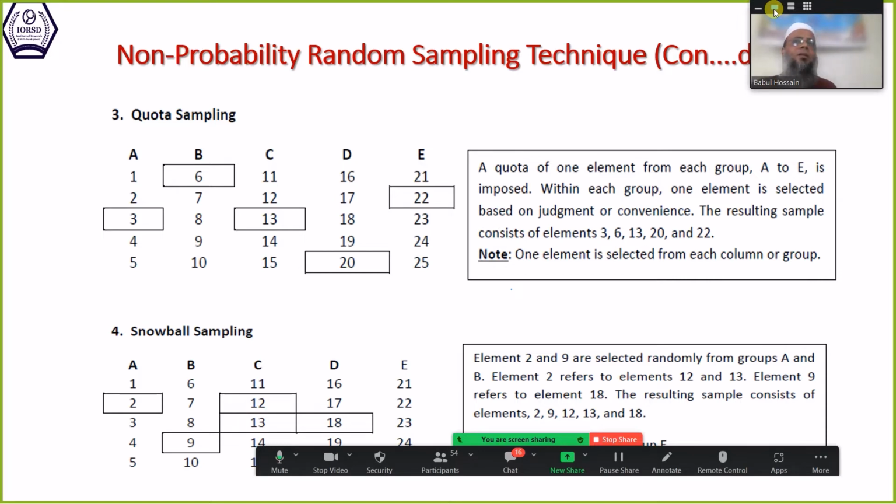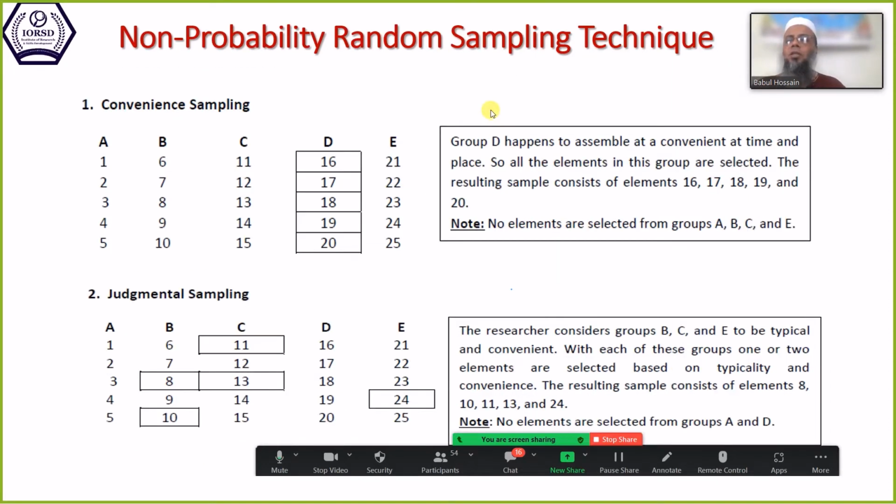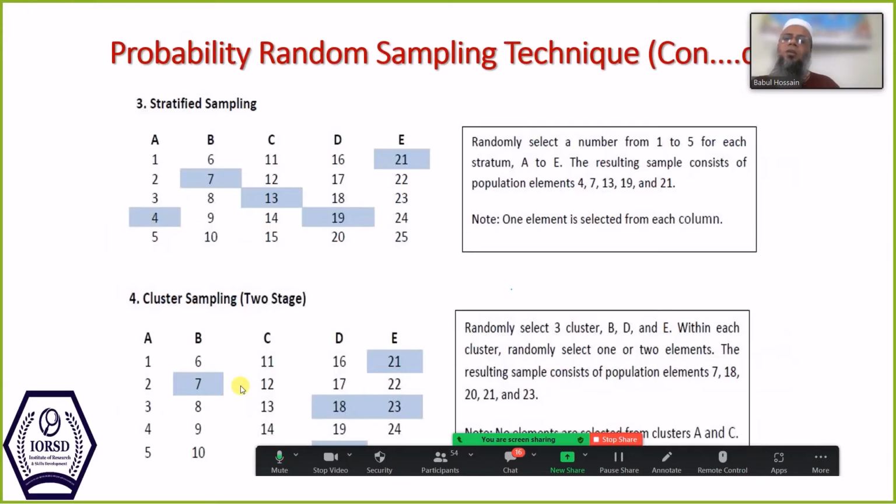Quota sampling, I think from the quota, maybe in India it is very popular. For Dalits, for Muslims, there is a quota, right, in India? So that is called quota sampling. Then judgmental sampling: based on the judgment of the researcher, he collects the data. And convenience sampling: from where he can collect the data easily. So that is called convenience sampling.